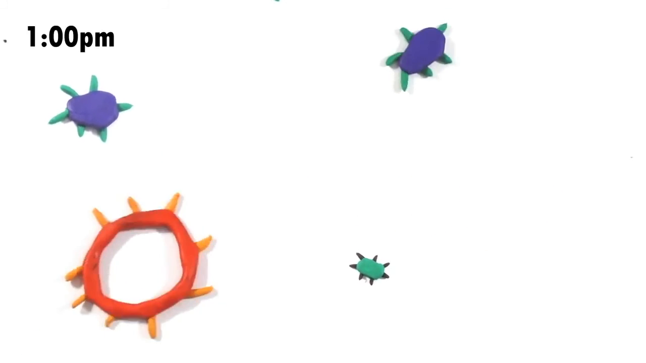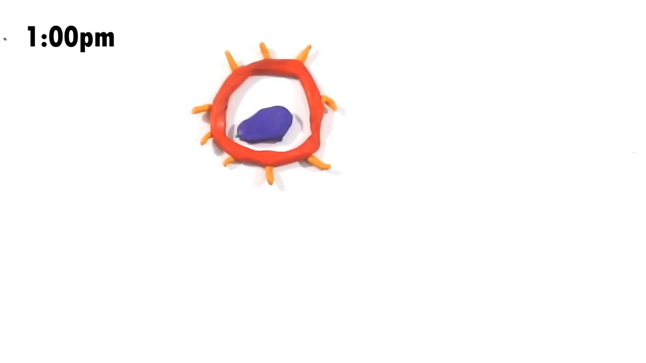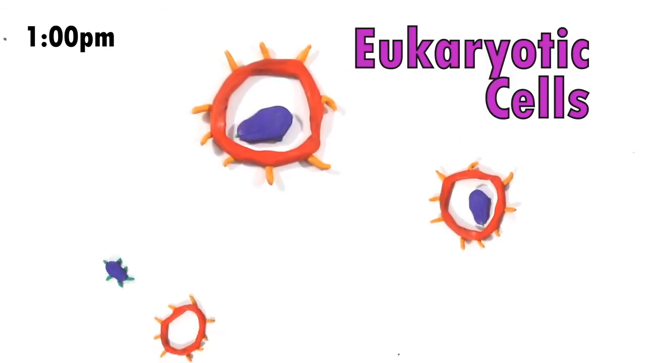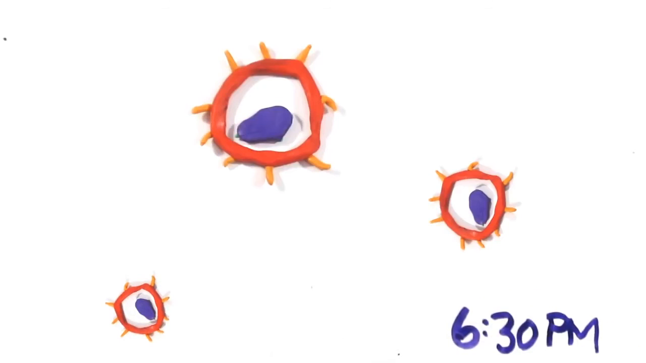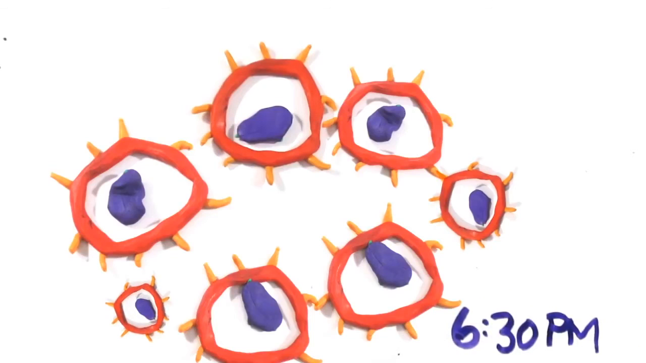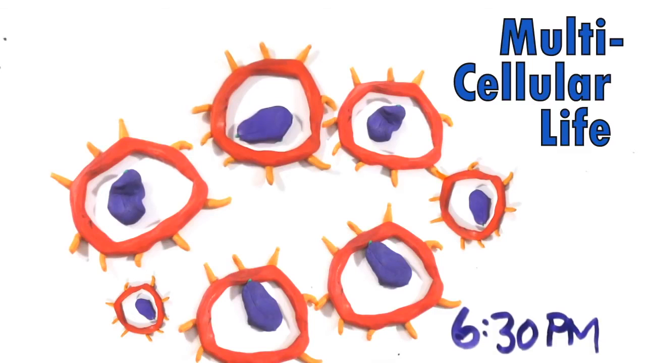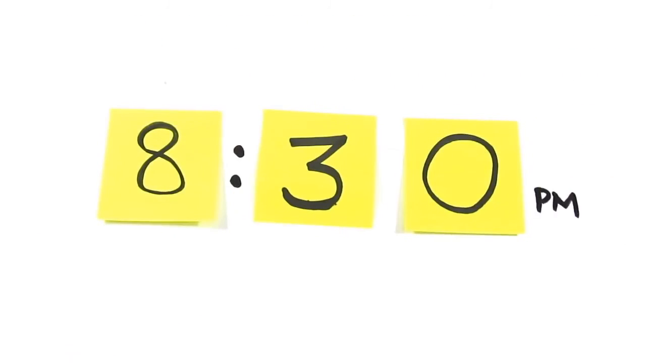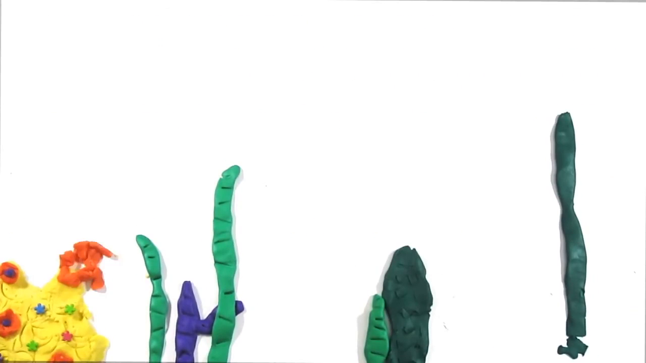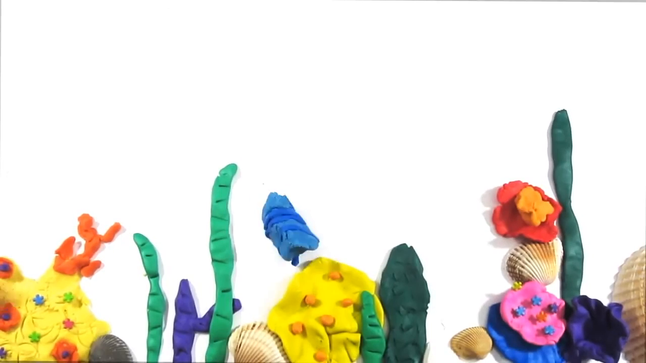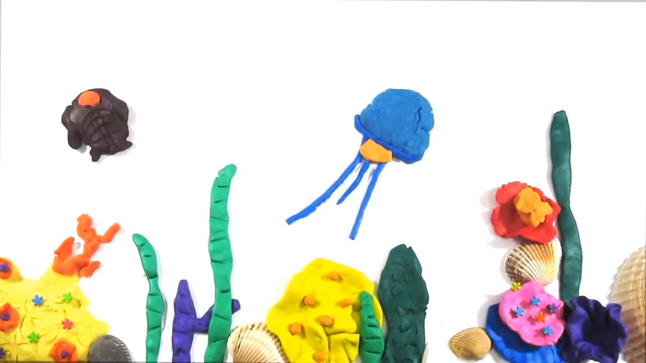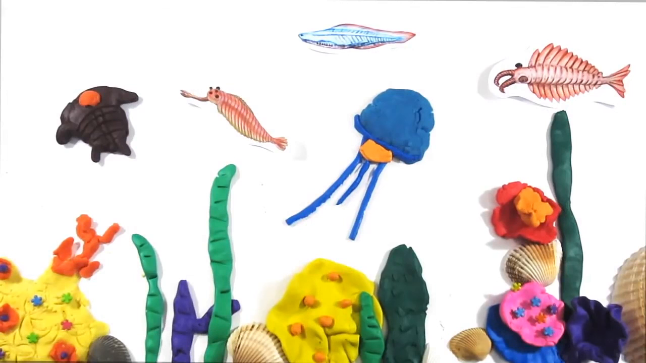At 1 p.m., a simple cell engulfs another, creating a symbiotic relationship and the first eukaryotic cells, or cells with internal organs. At 6:30 p.m., these cells begin to form colonies, and thus the first multicellular life develops. But it isn't until 8:30 p.m. that sea plants appear, and 20 minutes later we suddenly see animal life erupt in an explosion of inventiveness. Jellyfish, the first true vertebrates, trilobites.